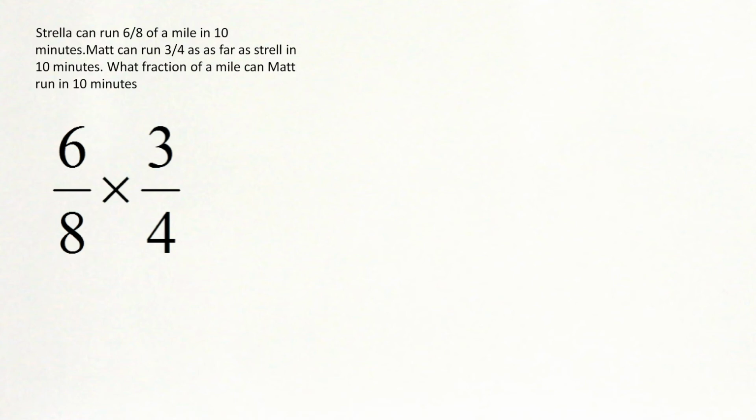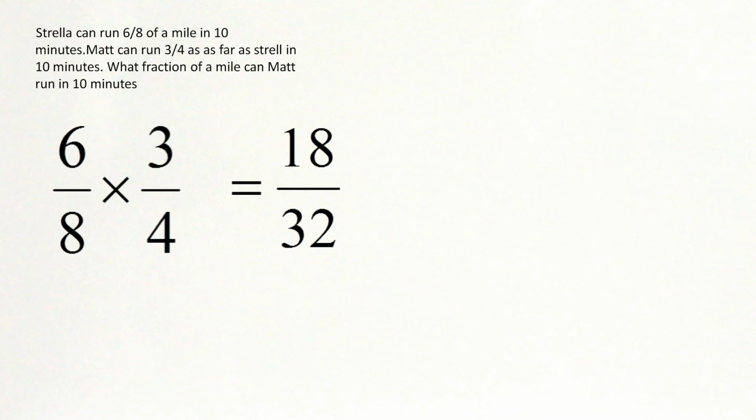Now when multiplying fractions, all we need to do is multiply both the numerator and the denominator. So 6 times 3 equals 18, and 8 times 4 equals 32. Now we just need to simplify this fraction, and in order to do that, we need to divide both 18 and 32 by the greatest common factor.